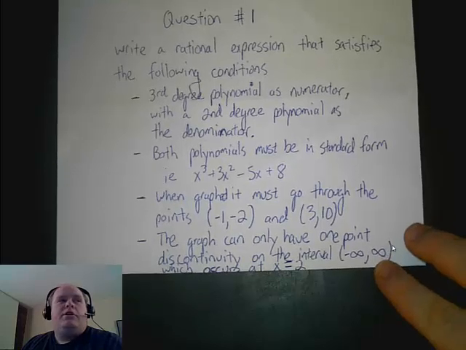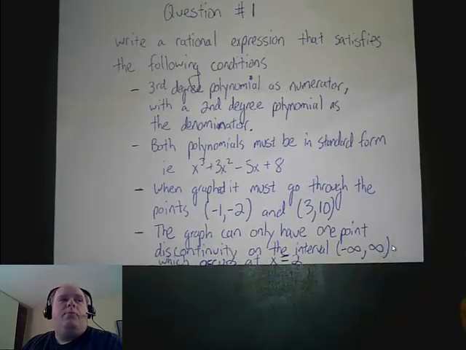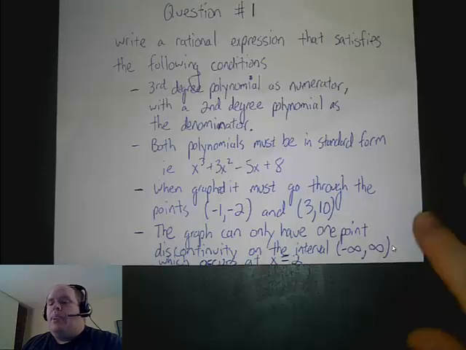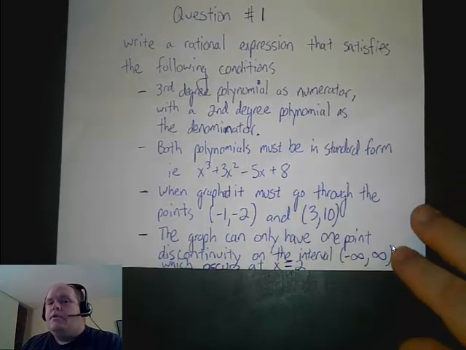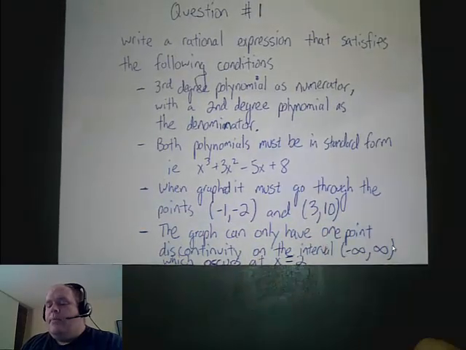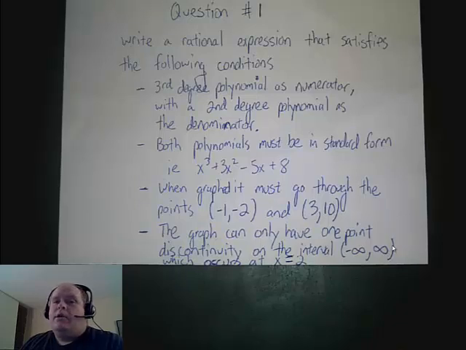And then the final condition, it says the graph can only have 1 point discontinuity on the interval -infinity to infinity, and it must occur at x equals 2. All right, so I want a third degree function over a second degree function that also goes through -1, -2, through 3, 10, and it's only allowed to have 1 point discontinuity, which occurs at x equals 2. Okay, it's not going to have any vertical asymptotes. It's not going to have any jump discontinuities. Okay, it's just going to have 1 point discontinuity at x equals 2. So I am sure you guys can handle that. I wish you guys good luck.